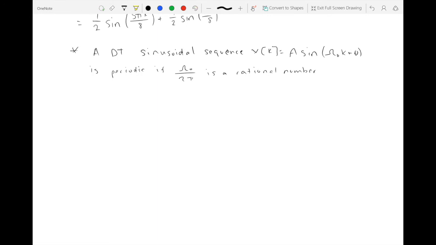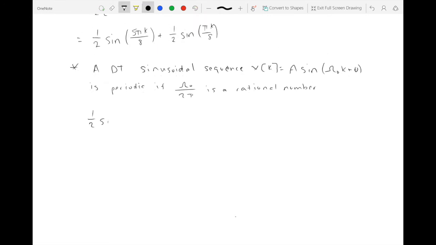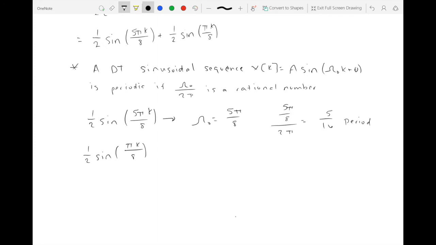We'll start off with the first half, 1/2 sine of 5 pi k over 8. So we'll take omega naught equal to 5 pi over 8. We'll use the definition here and get 5 pi over 8 divided by 2 pi, and that'll give us 5 over 16. We can also do this with the second term, 1/2 sine of pi k over 8. Omega naught is equal to pi over 8, and we can say that pi over 8 over 2 pi is going to be 1 over 16. And that's going to be the period of each term.